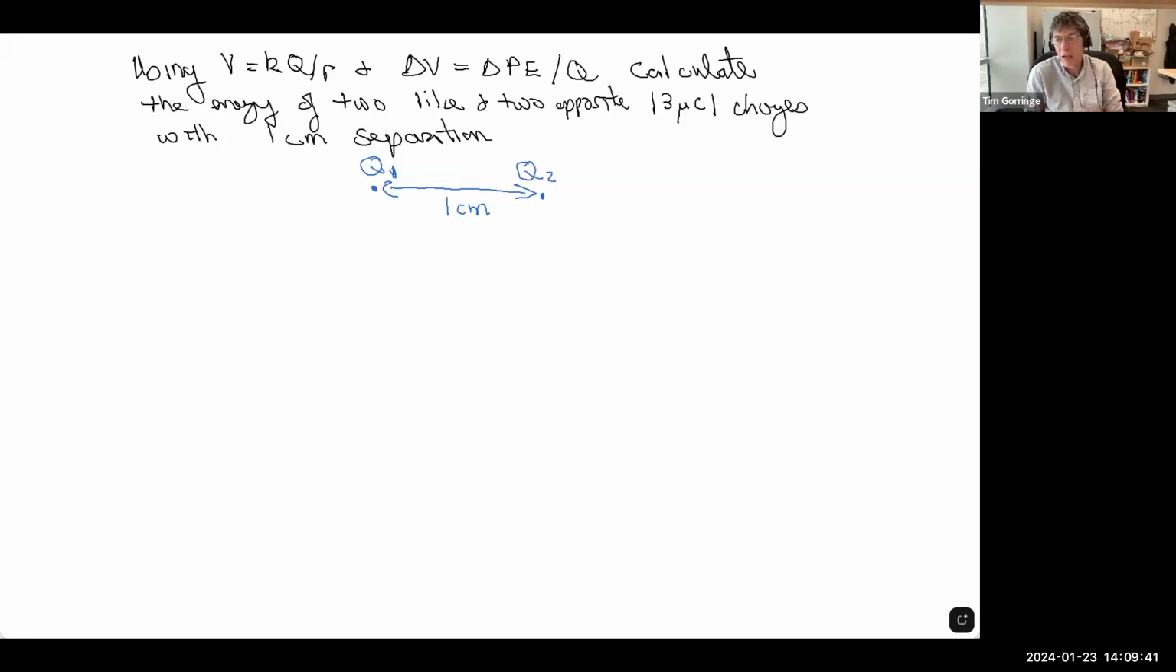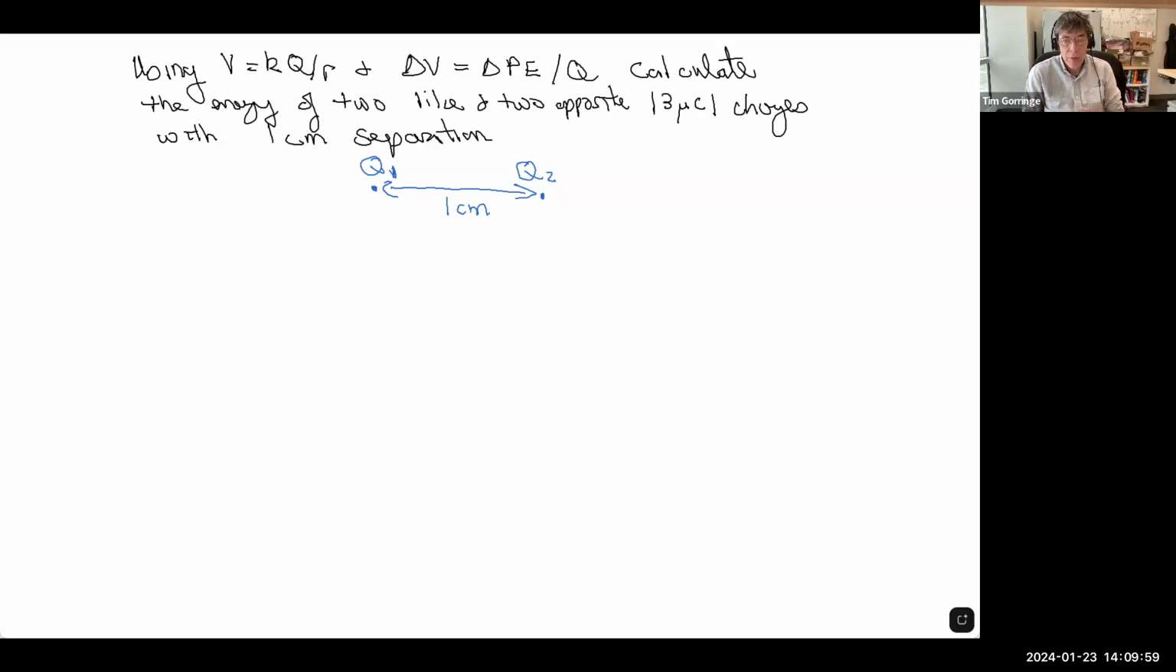In one case, when you've got like charges, they're going to repel one another. What energy does this arrangement of charge store? The other case, unlike charges, they're going to attract each other, and what energy does that store in that attractive case?